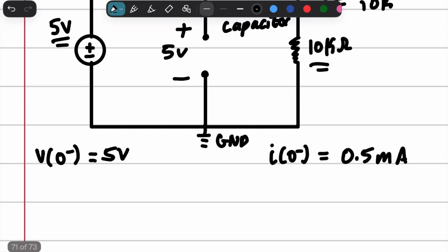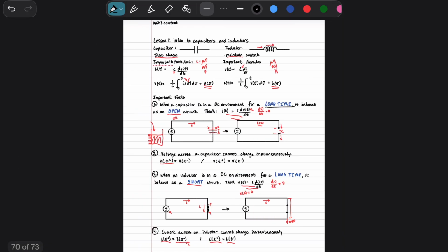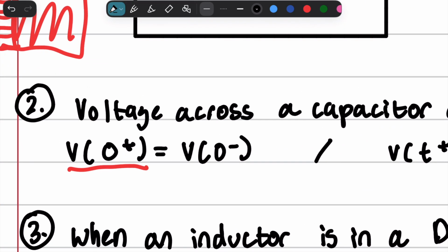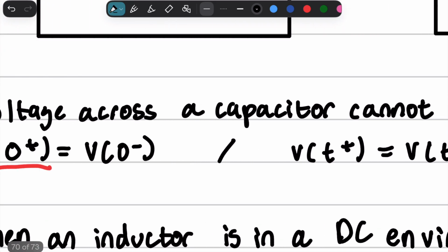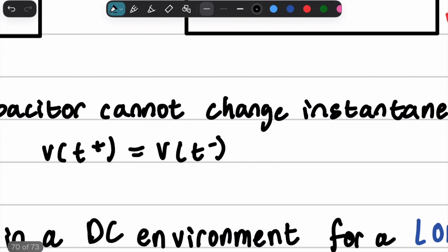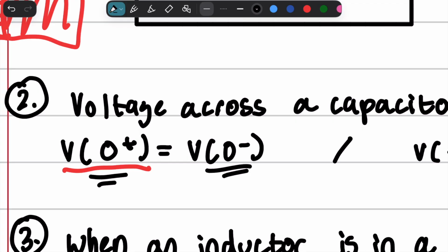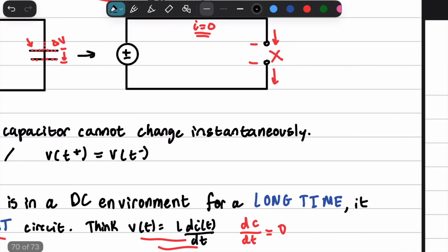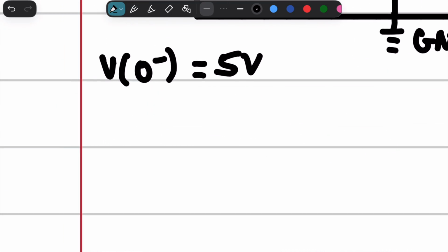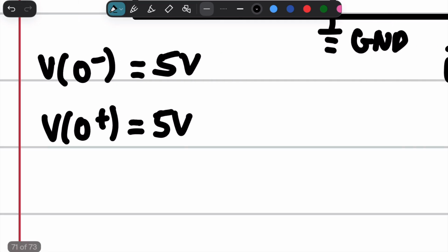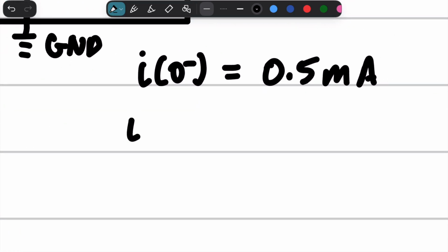Is there anything else that we know? Well, let's look back at our facts. Voltage across a capacitor cannot change instantaneously. So if we figured out what the voltage was across this capacitor at V of 0 minus, then because it's a capacitor, we actually know what V of 0 plus is. And we know that V of 0 plus is 5 volts. Now, do we know I of 0 plus?